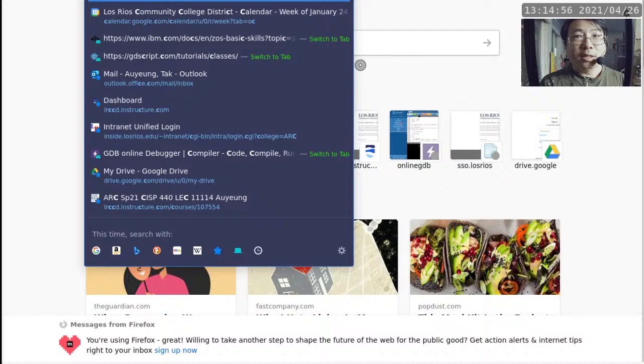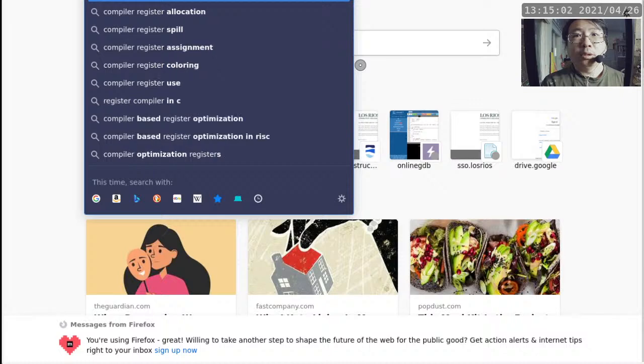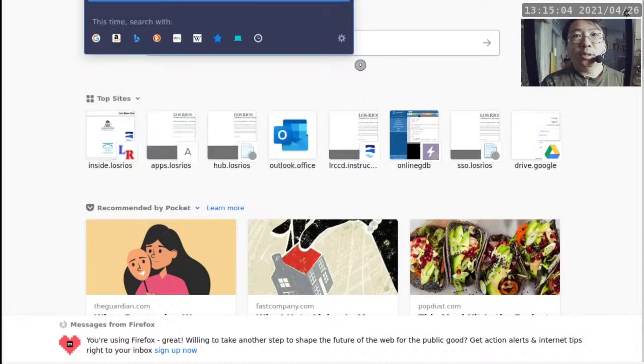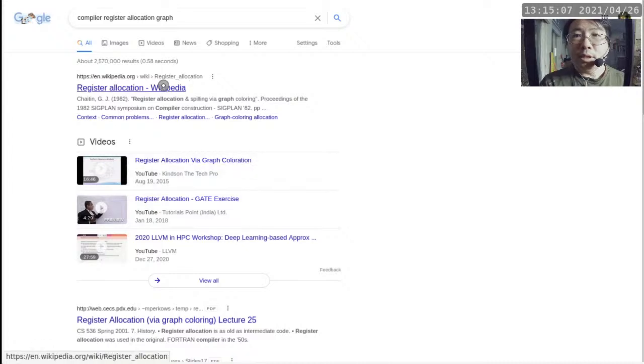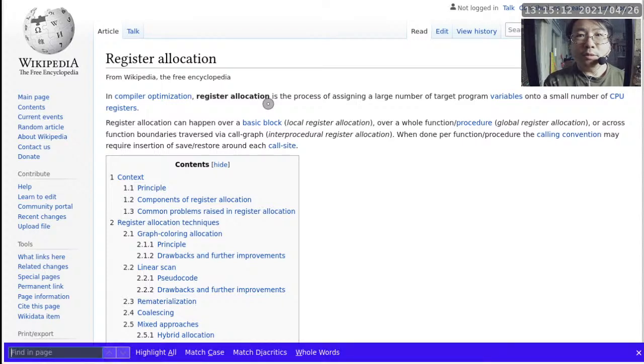If you look at the compiler register allocation graph, if you just look up register allocation on Wikipedia, and then in this article you look for the word graph, you can see it has been mentioned 51 times. And that's because we can use a graph to represent how a register is utilized by expressions.